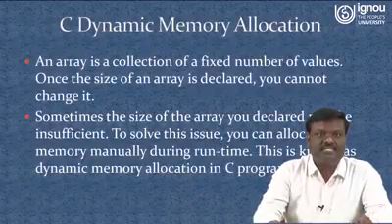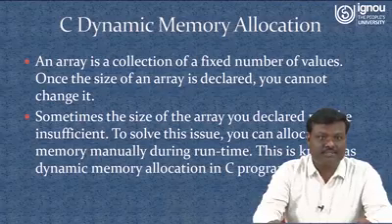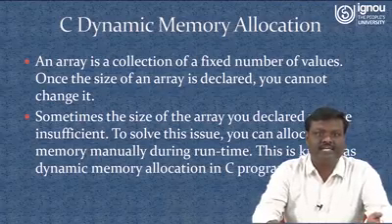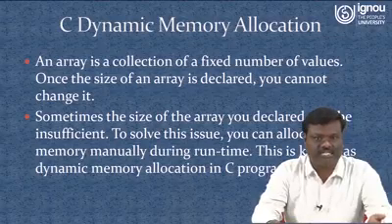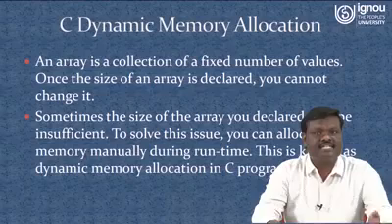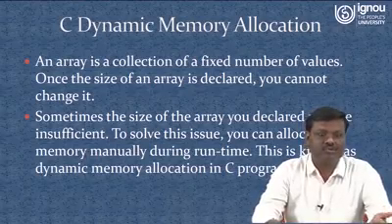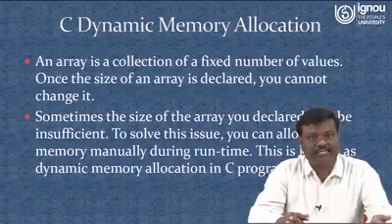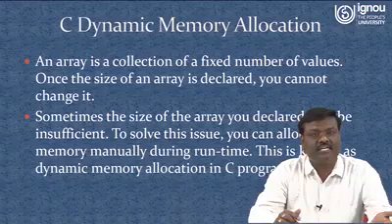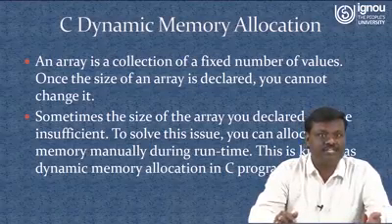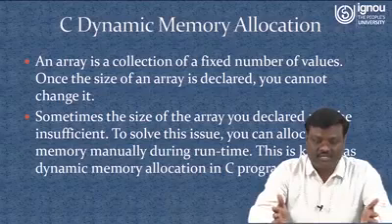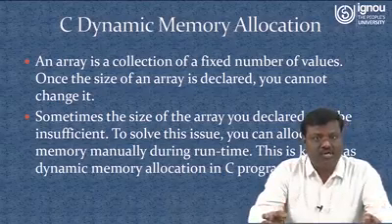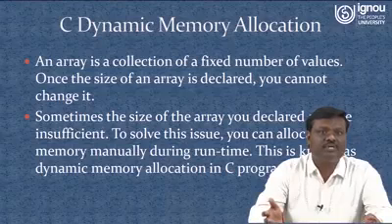So then comes the C dynamic memory allocation. An array is a collection of a fixed number of values, as you know. Once the size is declared, you cannot change. That is a static kind of declaration that we were looking into earlier. Sometimes the size of the array you declared may be insufficient, or maybe even too small. So to solve this issue, you can allocate memory manually during the runtime.